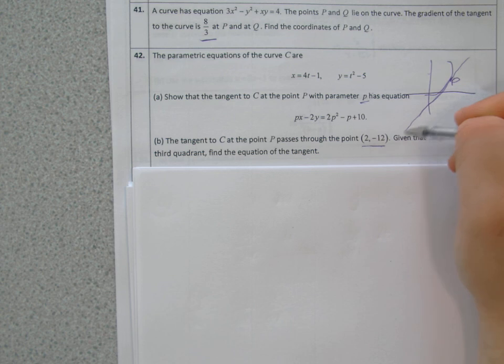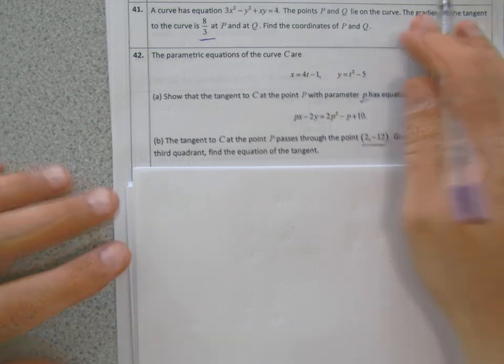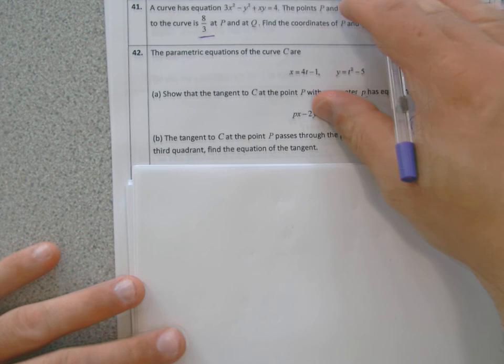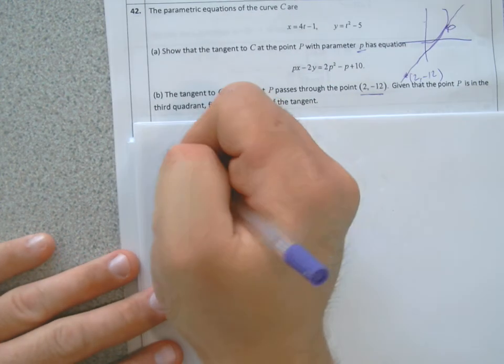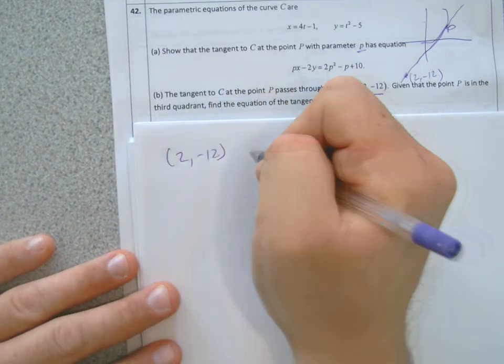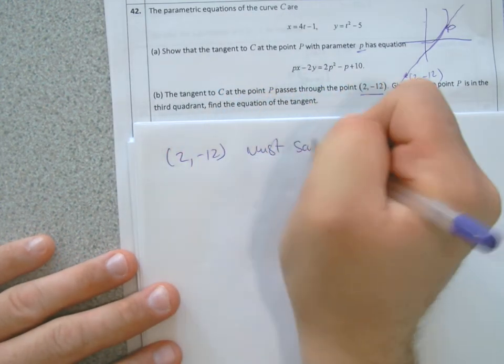This is your tangent going down, it passes through this point here. Oh, I got the coordinates all messed up here, but you get the idea, don't you? It's in the wrong place, doesn't matter. But the tangent at P passes through another point here, right? (2, -12), okay?